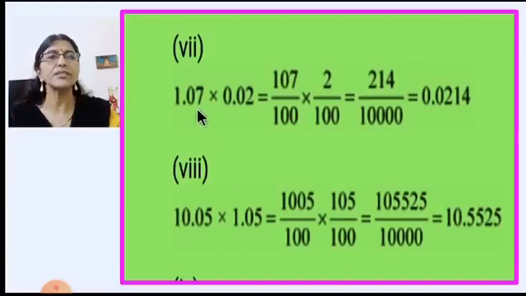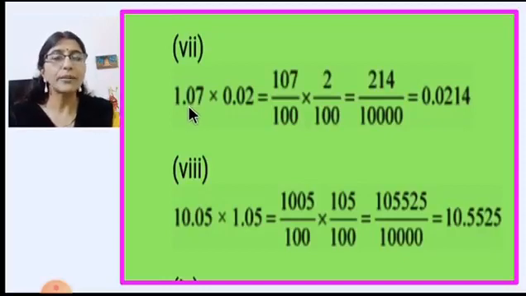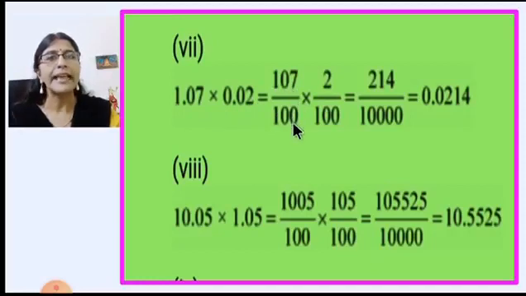So 1.07, here you can see it has two decimal places. So first you have to remove the decimal point. To remove the decimal point, we have to multiply the numerator. Here there is nothing in the denominator, we can write 1. Both numerator and denominator have to be multiplied by 100. So when you multiply this by 100, the point will be removed. You will get whole number 107, and in the denominator you will get 100.